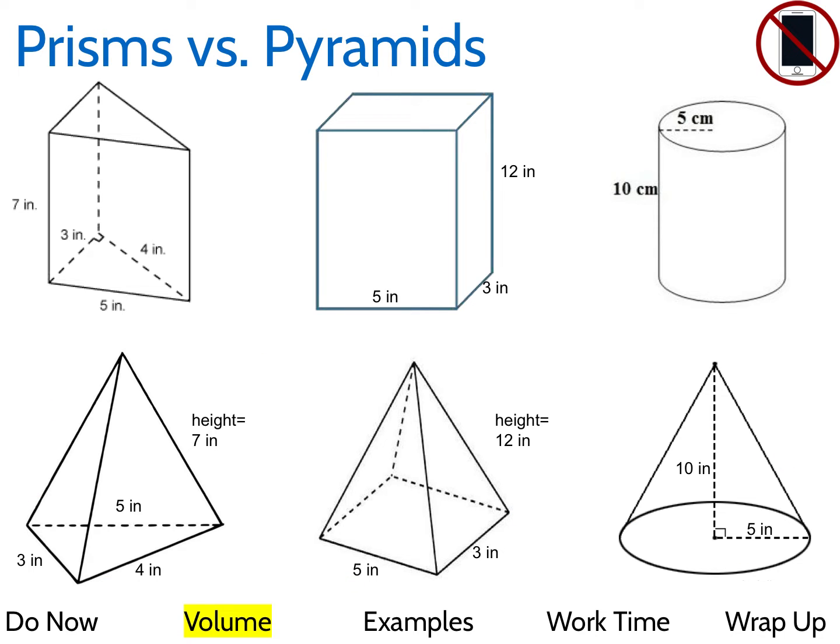Same idea, though. Basically, where a prism has two bases and then parallel lines going to it, a pyramid has one base, and then it meets at a point, like that. So like we have a rectangular base here that meets at a point. And then the question is, how do you figure out the volume for that?